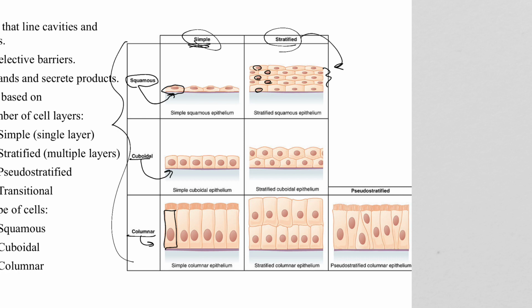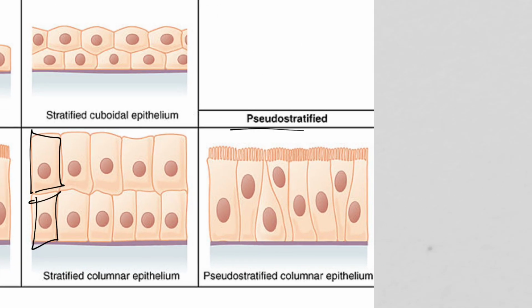So put the terms together. Simple cuboidal, one layer of cube-shaped cells, stratified columnar, multiple layers of rectangular column-shaped cells. And there are a couple exceptions to the rule. One of them, this term pseudostratified. Remember, the prefix pseudo always means fake or false. And so pseudostratified because the nuclei are offset from each other, and it can give the false impression that they're stratified, right?